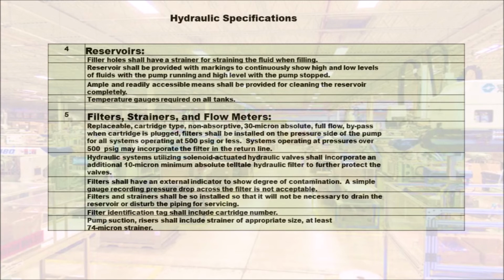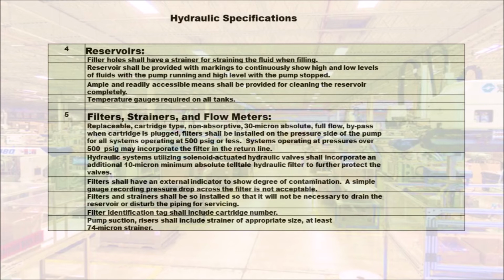Filters, strainers, and flow meters. Replaceable, cartridge type, non-absorptive, 30 micron absolute, full flow, bypass when cartridge is plugged. Filters shall be installed on the pressure side of the pump for all systems operating at 500 psig or less. Systems operating at pressures over 500 psig may incorporate the filter in the return line.